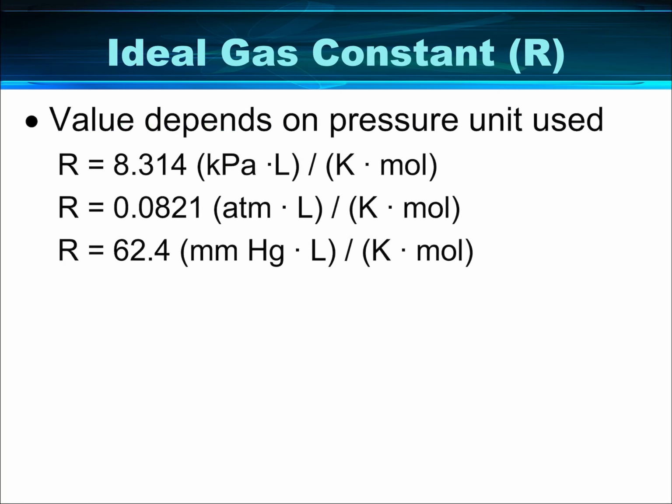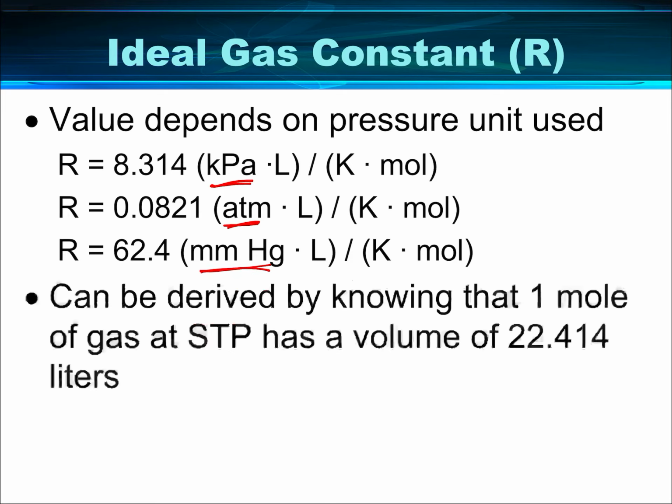Okay, so this ideal gas constant has three values depending on whether we're talking about kPa, atmospheres, or mmHg, and you'll have access to these three different R's. This R is a constant, which means that it's never going to change. It's always going to be one of these three values, depending on whether we're using kPa, atmospheres, or mmHg. So you might want to put this on a note card as well, or have this available.